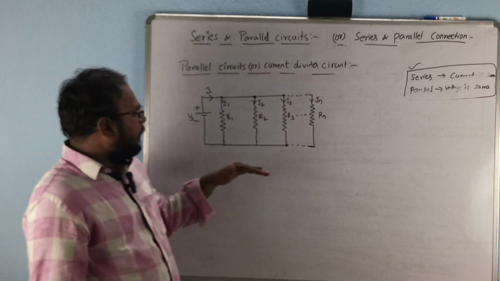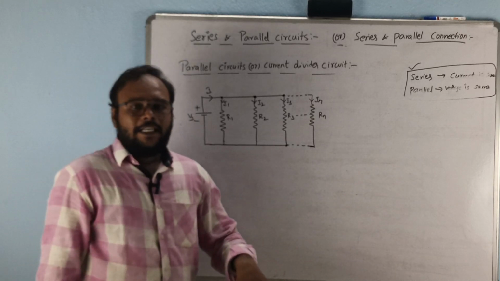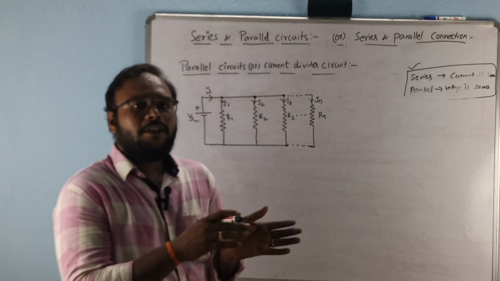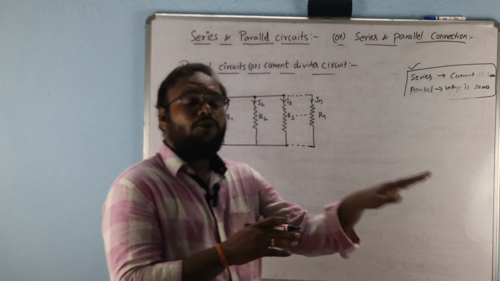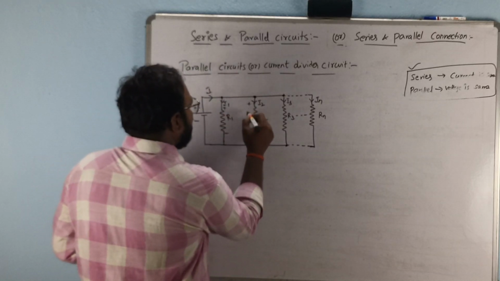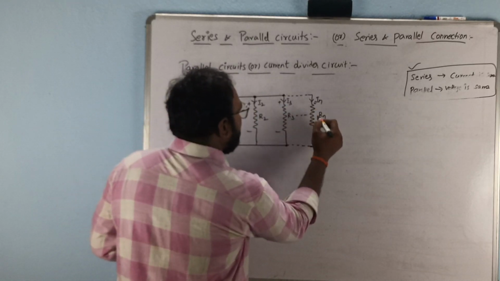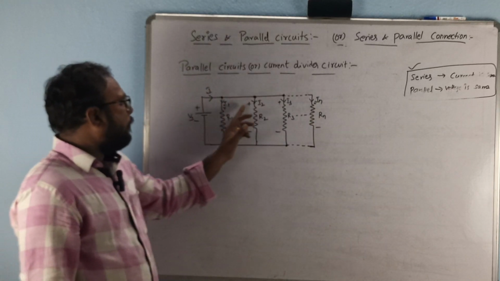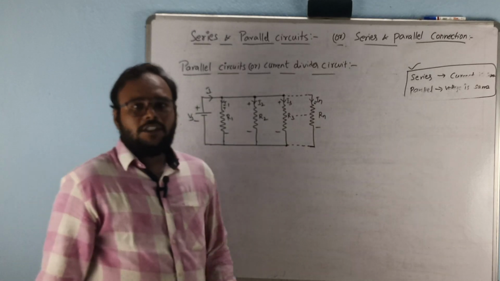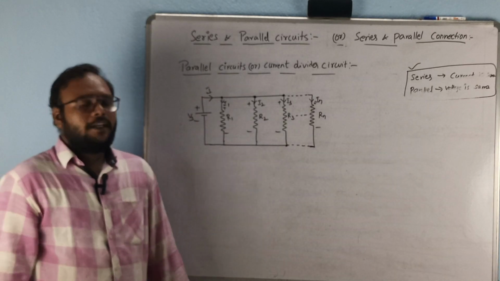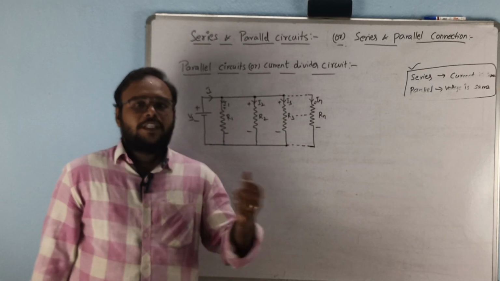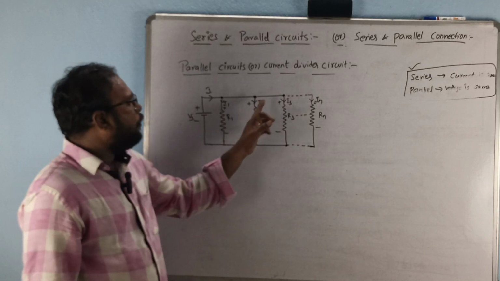So here this is a parallel connected circuit. In the previous video, in the series connected circuit, the negative terminal of the first element is connected to the positive terminal of the second element. Here, all the positive terminals are connected to one end and all the negative terminals are connected to another end. This type of connection is known as a parallel connection. In the previous video the voltage is divided V1, V2, V3 like that. Here the current is divided I1, I2, I3, IN.